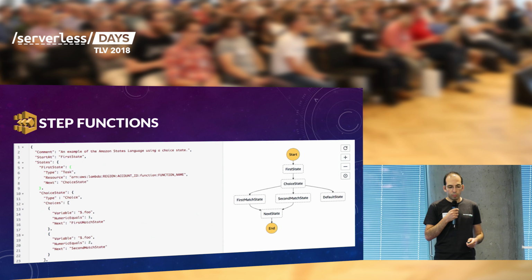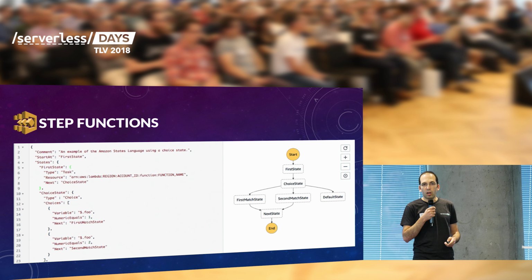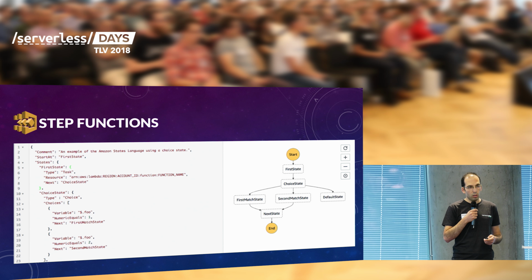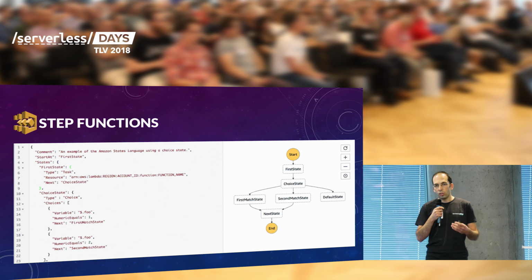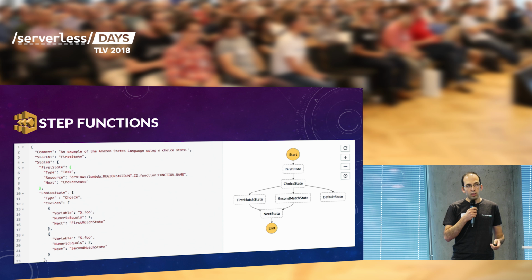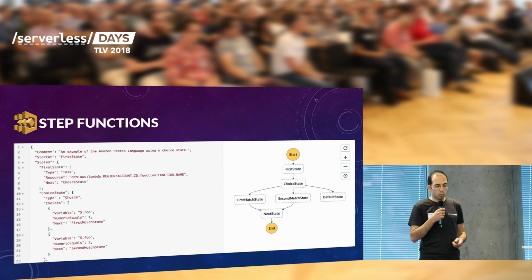Let's see how that looks. This is an example. You write a JSON file that's a template. It's a declarative JSON. There are states there and transitions and other things that we'll touch upon. And you also get an automatically generated visualization, which is pretty useful.